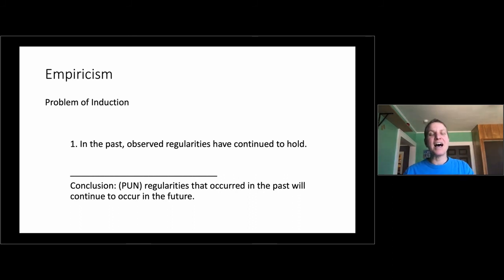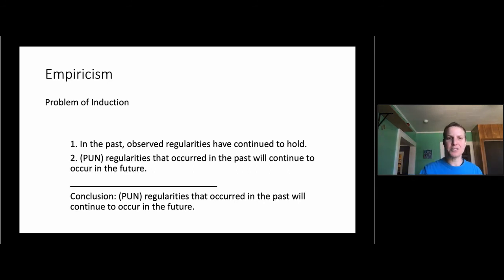Well, again, there's an assumption in this argument that is required in order to move from the first premise to the conclusion. What's the assumption? The assumption is the conclusion itself, that because we've observed these regularities in the past, we'll continue to see them happen in the future, right? But that's just what we're trying to show.